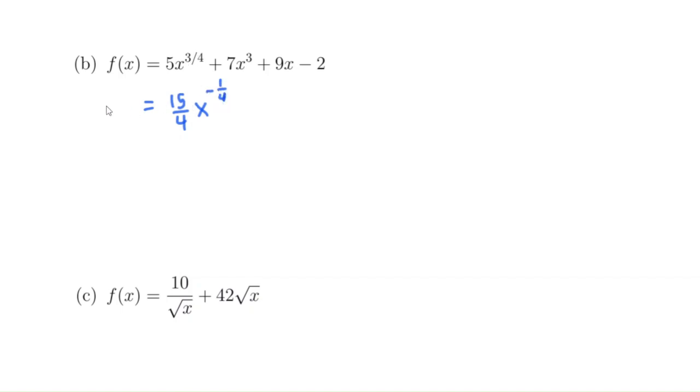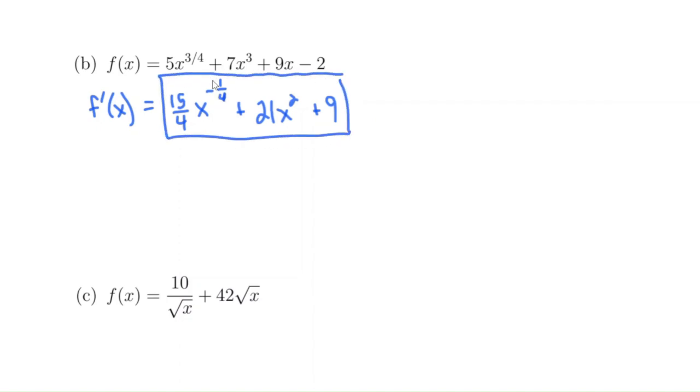Oh, by the way, I put equals. What I should put is f prime of x is equal to this. So f of x is not equal to this. f prime of x is equal to this. 15/4. So I got that by doing 3/4 times 5. Get 15/4 times x to the, and then you remember you lower the power by 1, you get negative 1/4. 3/4 minus 1, or 3/4 minus 4/4 would be negative 1/4. Okay, plus 21x squared. Derivative of 7x cubed is 21x squared, plus 9, derivative of 9x is 9, and the derivative of 2 is 0. Okay, so this is our final answer.